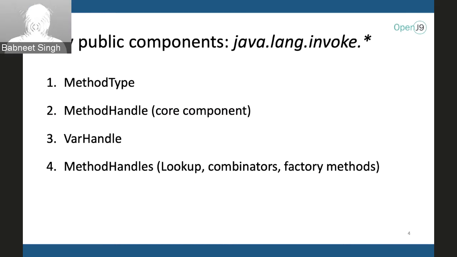The next element is a var handle, which is a dynamically typed reference to a field or variable. It uses a set of method handles to provide read and write access to the fields or variables it points to. Finally, there's this class called MethodHandles with an S. It contains a lot of public static methods for looking up and creating method handles and var handles. In addition, it provides complex functionality such as to permute arguments or to chain method handles and so forth. This sums up the key components of the invoke package. Next slide, please.